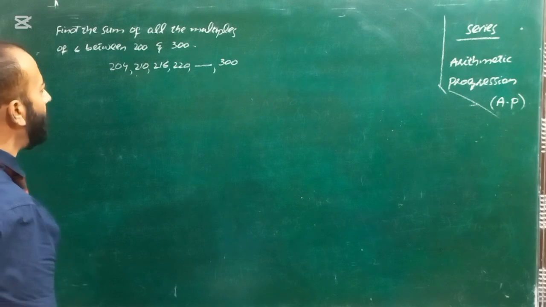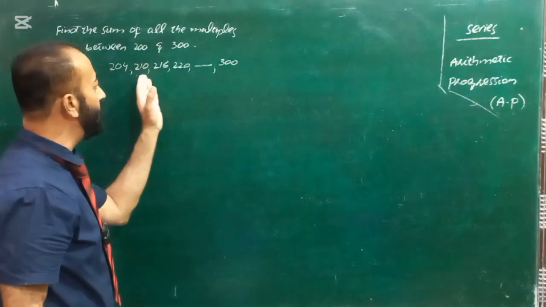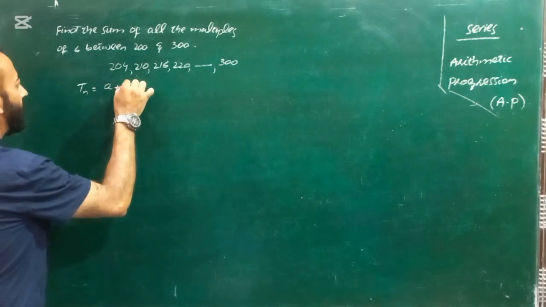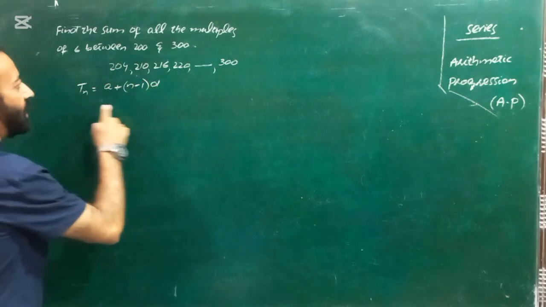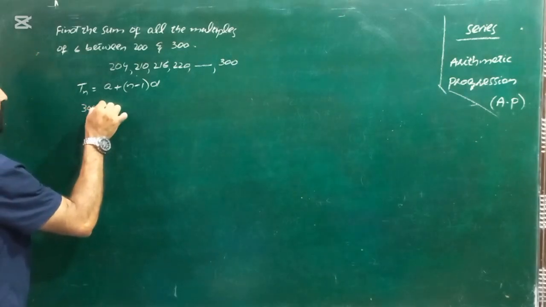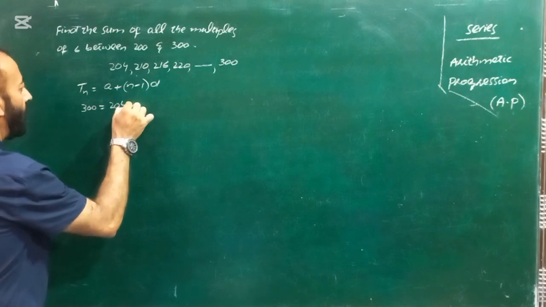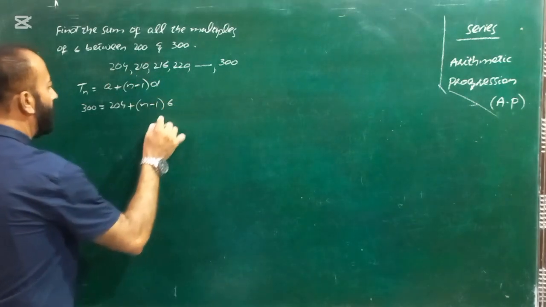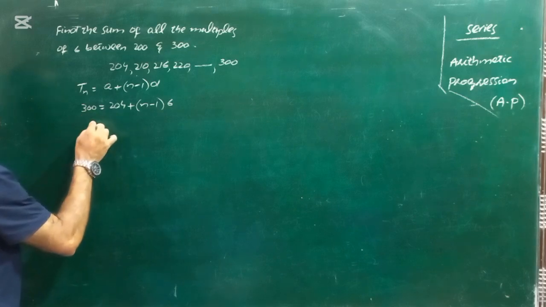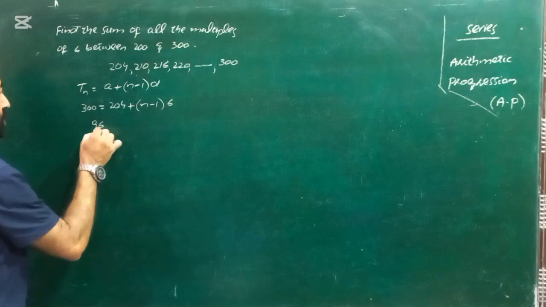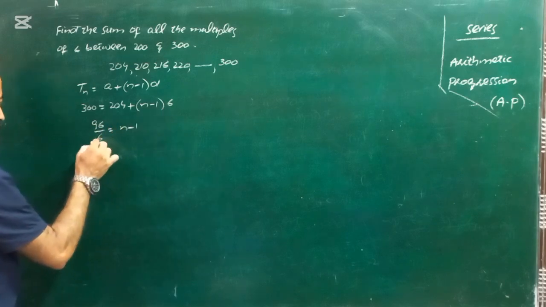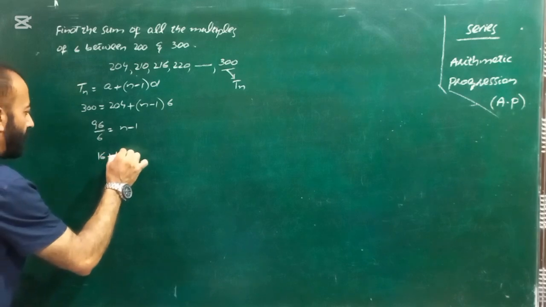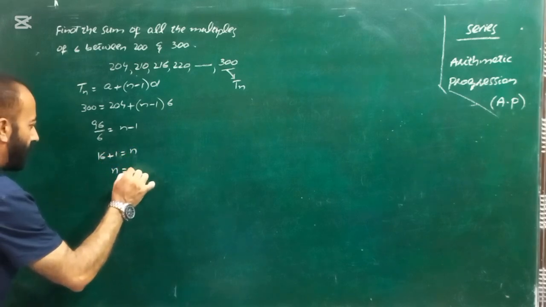Okay. But before finding the sum, we have to find the number of the terms which are there in this series. For this, we will put the formula Tn is equal to a plus n minus 1 into d. Because the last term Tn is 300, so 300 will be placed in place of Tn. First term is 204, plus n is the requirement because we are going to find the number of the terms first, and d is 6. So from here 204 will be subtracted from this, so 96. This will come to the denominator, 6 will be equal to n minus 1. So dividing it will give 6 ones are 6 and 6 6s are 36, plus 1 is equal to n. So n is equal to 17.